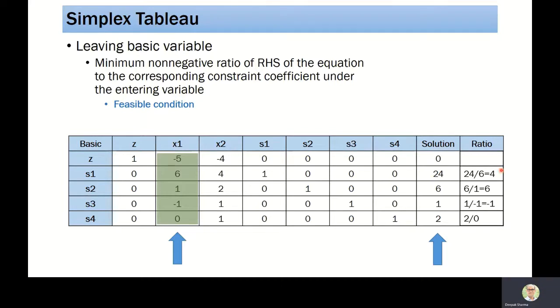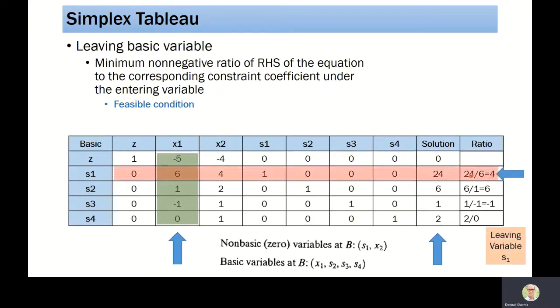Here, when I find the ratios, I get 4 and 6. This one is minus, so I will not consider it because we want the minimum non-negative ratio. And then 2, it is already an infinite value, so we are not going to take it. What is the minimum non-negative ratio here? The minimum non-negative ratio corresponds to S1, meaning that the leaving variable is S1.